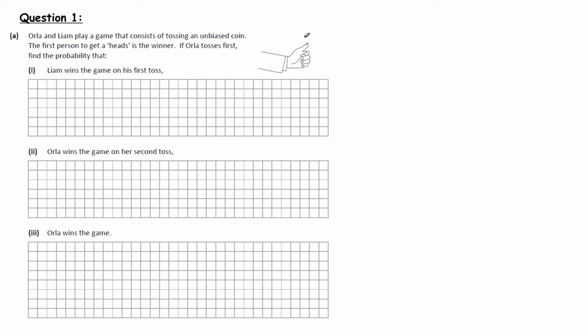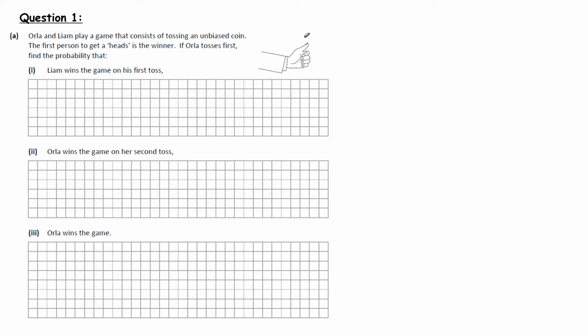So question 1. Orla and Liam play a game that consists of tossing an unbiased coin. The first person to get heads is the winner. Orla tosses first. If Orla tosses first, find the probability that Liam wins the game on his first toss.